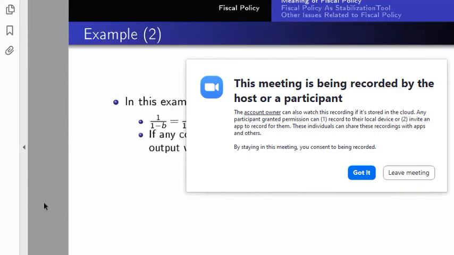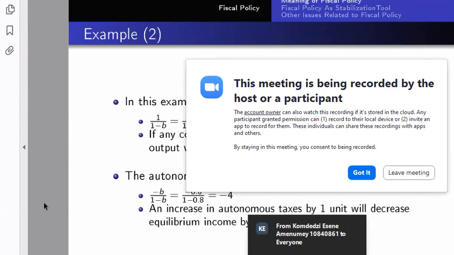So I can substitute 0.8 into this and get the autonomous spending multiplier to be equal to what? 5. All right. The autonomous spending multiplier is 5. Now, the autonomous tax multiplier, all right? Yes, it's constant. For now, let's take it as that.